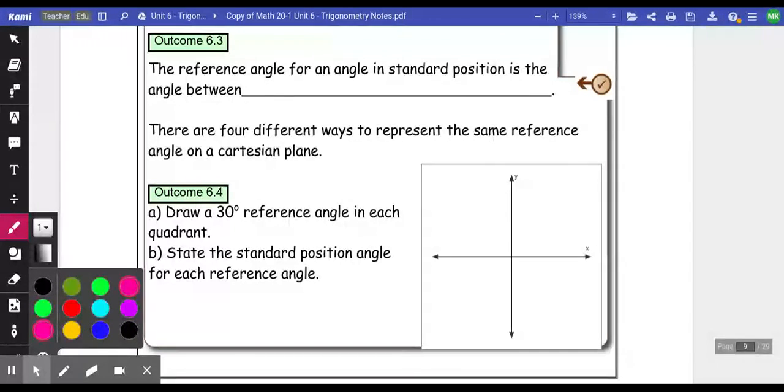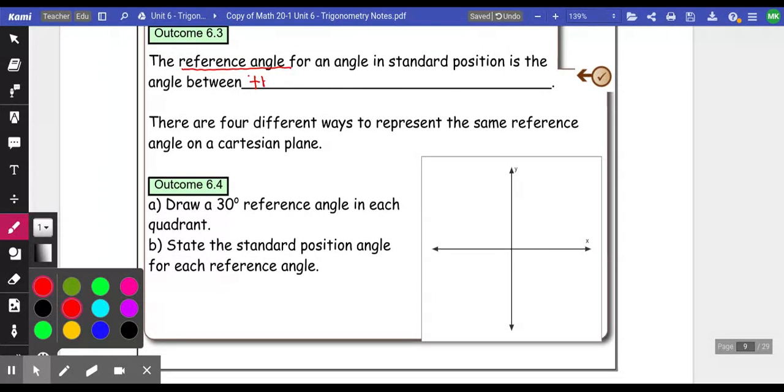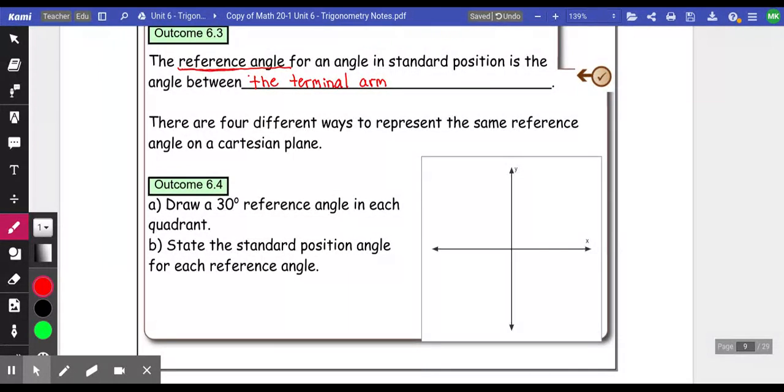We learned 2 main definitions. There was something called a reference angle and something called a standard position angle. Those are probably the 2 most important definitions that you're going to run into. So the reference angle for an angle in standard position is the angle between the terminal arm, that's our line that comes out of the origin, and because it's the reference angle, we go from the terminal arm to the closest x-axis. Okay, that's a reference angle.